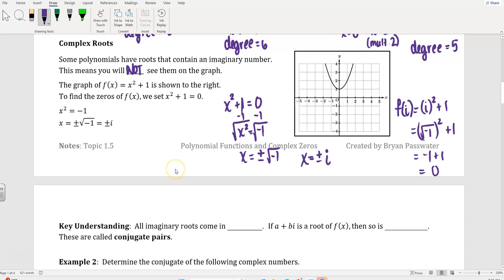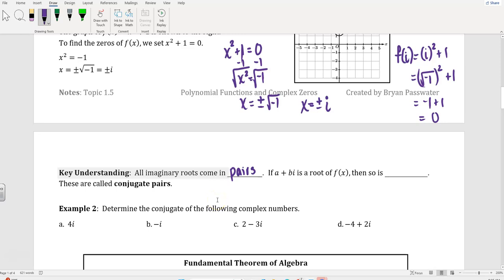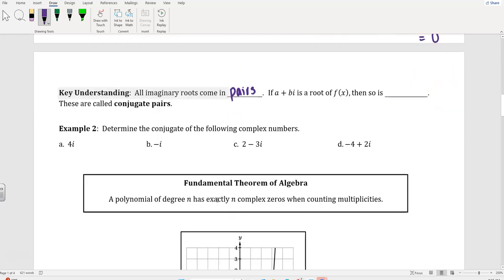Complex or imaginary roots always come in pairs. It comes from the fact that when you're square rooting both sides of that equation, you get a plus or minus, which is going to give you two different roots. So a very key understanding here: all imaginary roots come in pairs. In fact, they are called conjugate pairs. The conjugate pair is what you get if you just change the sign in the middle. So if a plus bi is a root of f of x, then so is a minus bi.